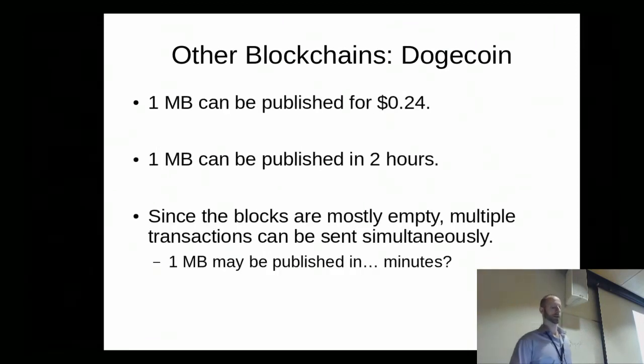One megabyte can be published for just 24 cents because the transaction fees are so low. And because that block time is 10 times faster, you can publish a megabyte in 2 hours. Even more, their blocks tend to be mostly empty, so there's no contention there. What that means is you can probably flood the network with multiple transactions per block. So it's possible that you can get much less than 2 hours. You could potentially publish a megabyte in just a matter of minutes.